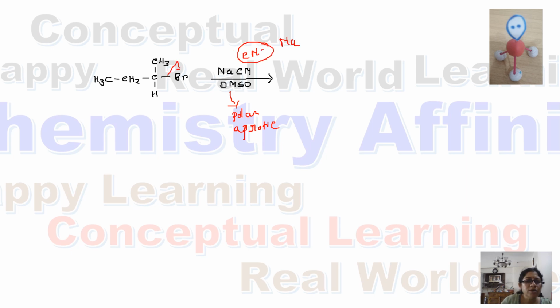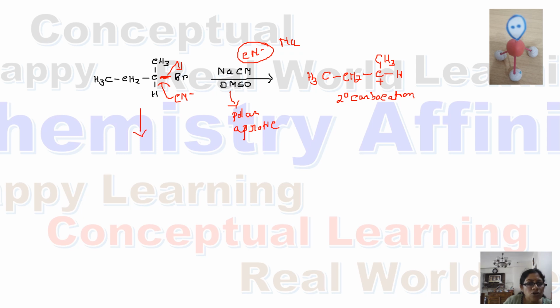When this carbon-bromine bond breaks, we get CH3, CH2, carbon, methyl and one hydrogen. So here we get a carbocation, a 2-degree carbocation. A 2-degree carbocation means the reaction will undergo an SN2 reaction. That means it is a concerted process. The carbon-bromine bond breaks and the nucleophile attack happens together.